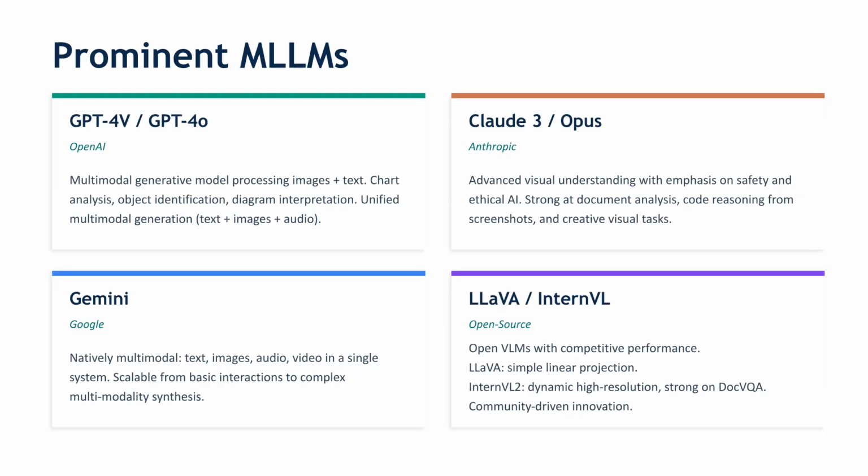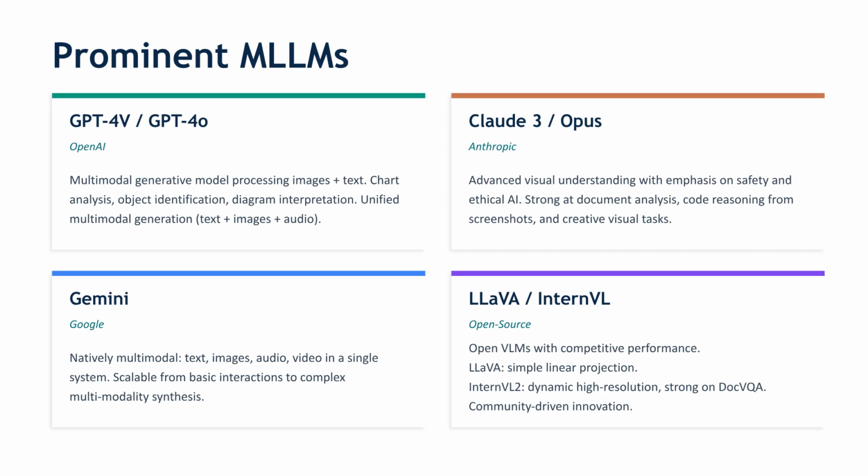Let me briefly survey some of the most prominent MLLMs in the field today. GPT-4V and GPT-4o from OpenAI represent the proprietary state-of-the-art. GPT-4V processes images alongside text, excelling at chart analysis, object identification, and diagram interpretation. GPT-4o takes this further with unified multimodal generation across text, images, and audio.